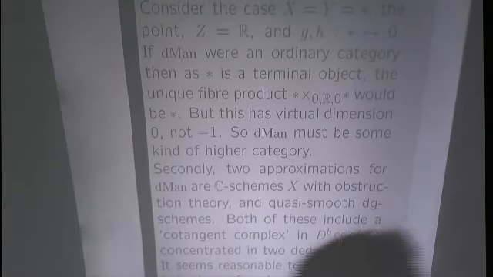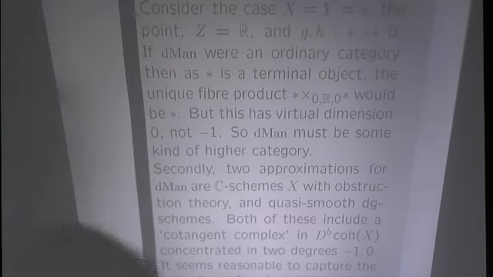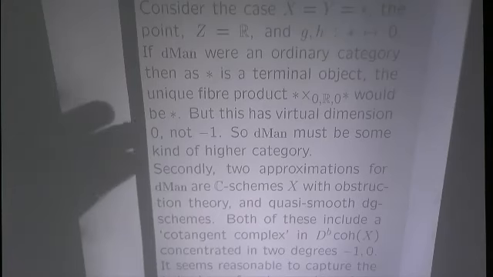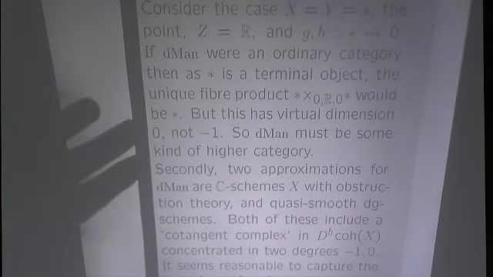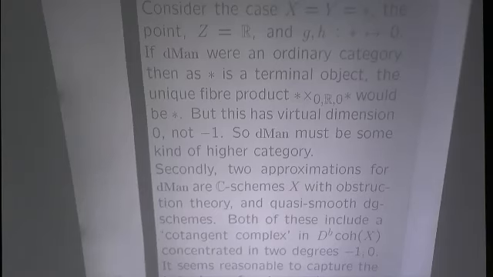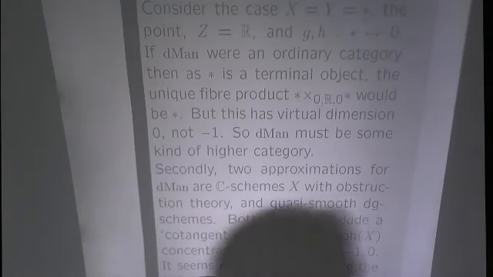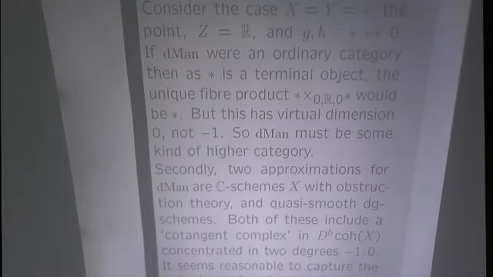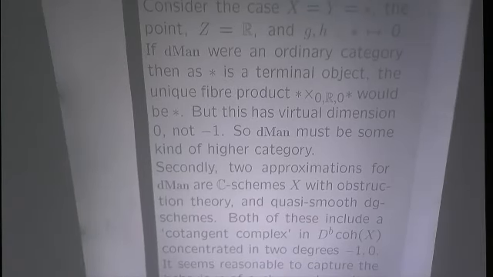So that tells you that derived manifolds must be some kind of higher category, because otherwise the fiber products could not have the universal property we want and give us derived intersections with the right virtual dimension. Okay, so that's why derived manifolds have to be at least a two-category.